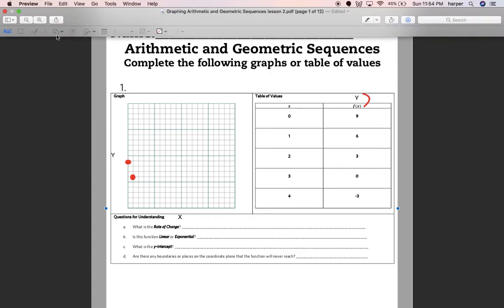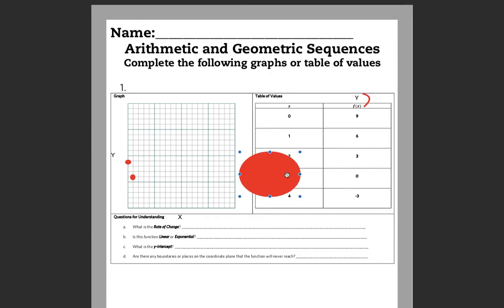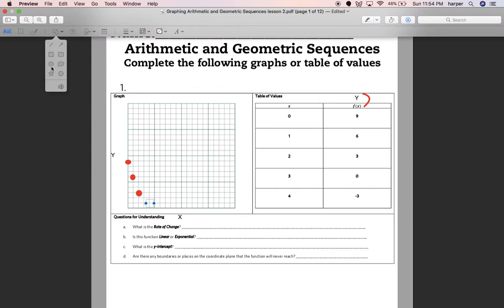What are you guys thinking? Is this linear or is this exponential? You should already have something in your mind on what it's going to be, and you could actually already have the rate of change in your mind. Ooh, look at this one.